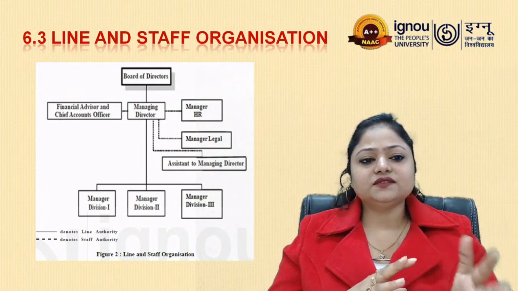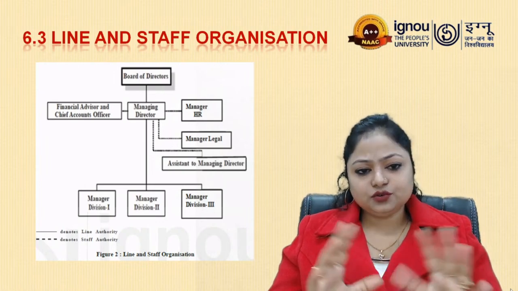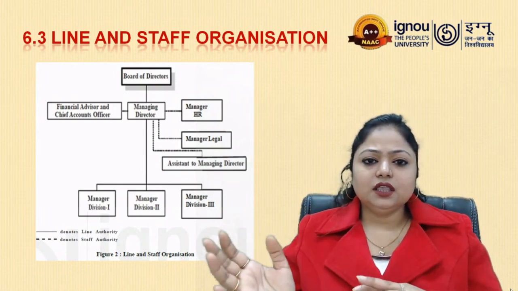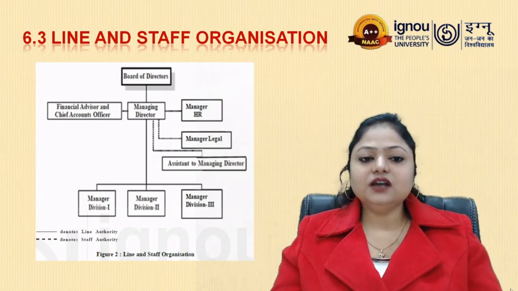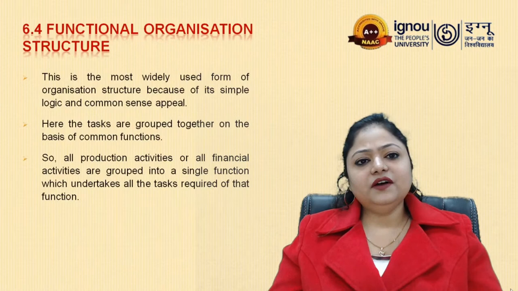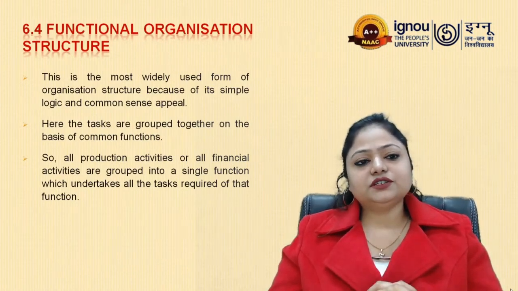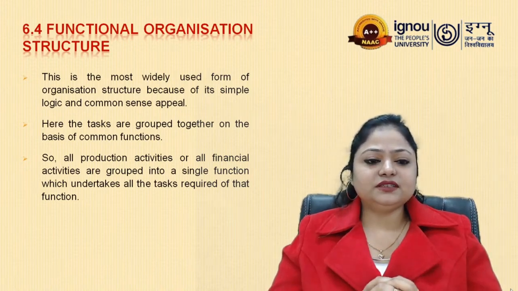We see a board of directors, financial advisors, and chief accounting officers, and then HR managers, manager level, assistant to the managing director, then manager divisions one, two, and three. So it is a mixture of line managers supported by certain staff managers who are specialized in their function and field. Then the functional organizational structure. It is also one of the traditional structures on which organizations are based.